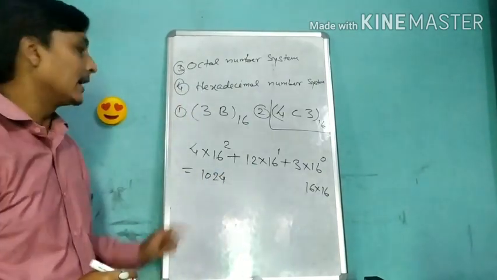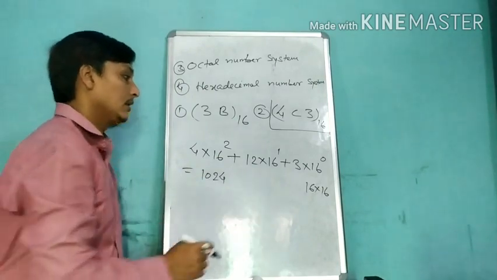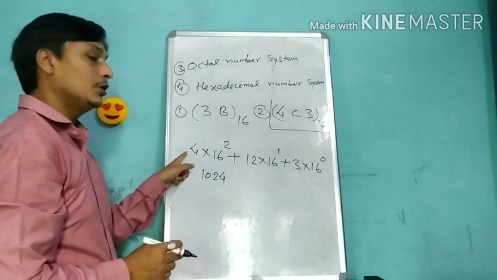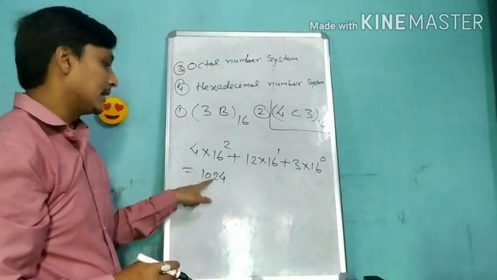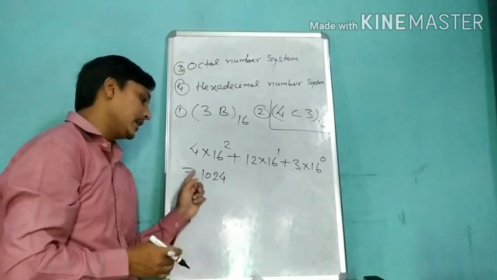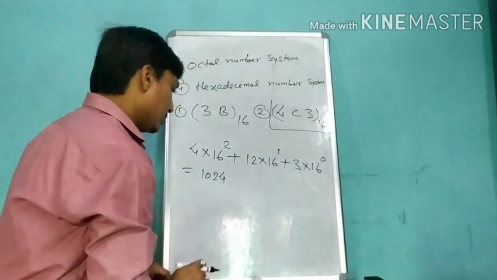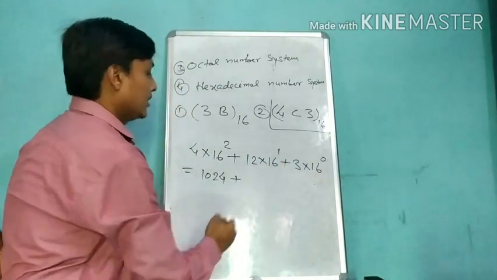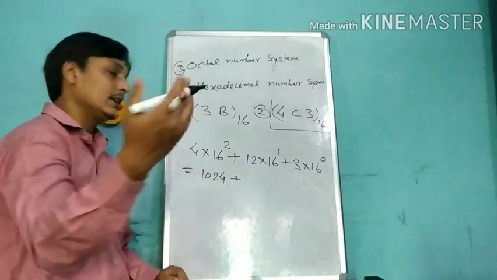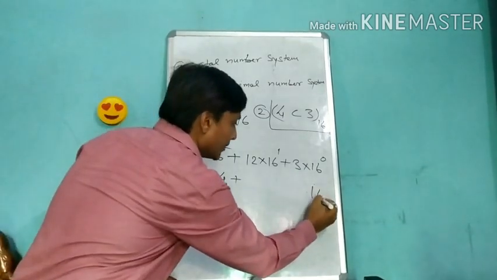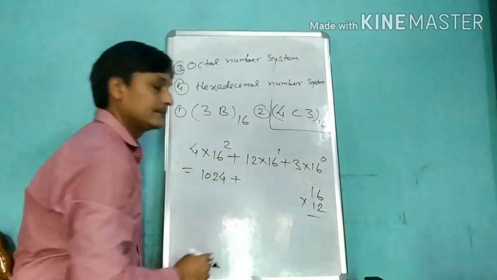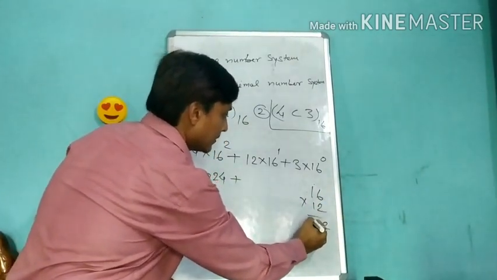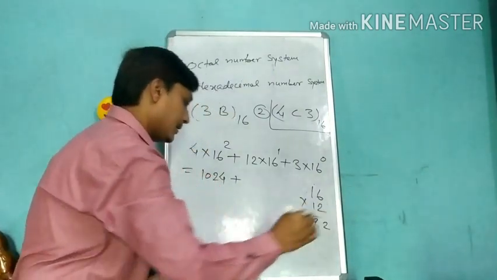1024. You can calculate it. 16 into 16, you may calculate it. 16 into 16 into 4. Once you calculate it, you will get the value like this. So you can write 1024 plus 16 into 1, and once you multiply it by 12, you will get the different value. Means 16 into 12. You can go like this. Fine? You may calculate. 192. Fine?